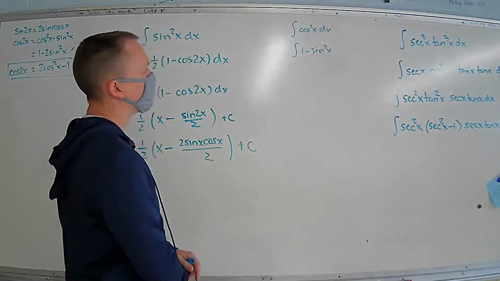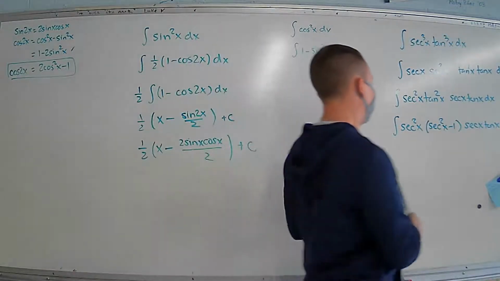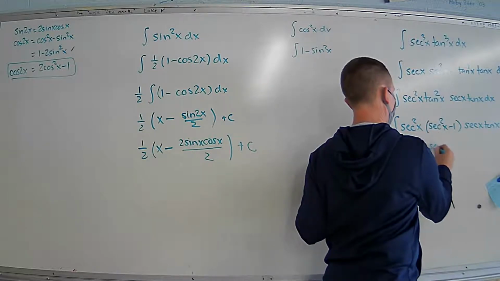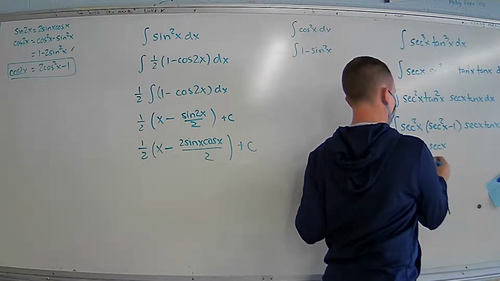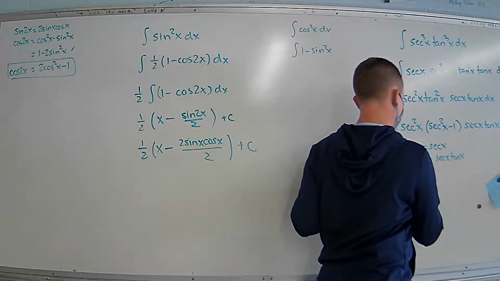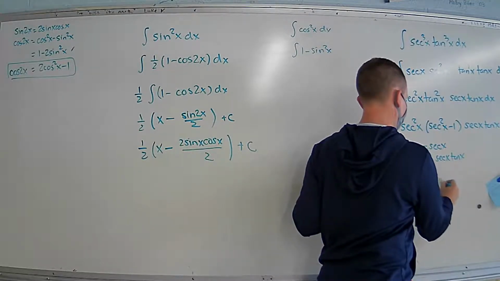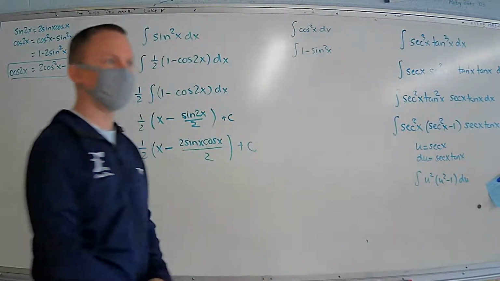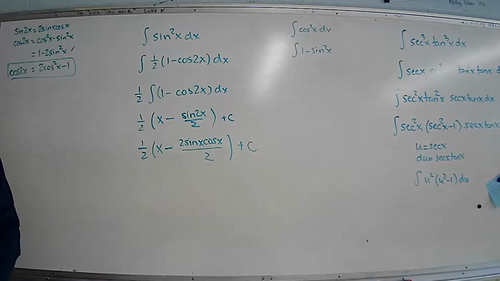Oh. So now I can do this with a u sub. U is secant of x. du is secant x tangent x. So this is u squared times u squared minus 1 du. Very similar to the one we had yesterday, isn't it?